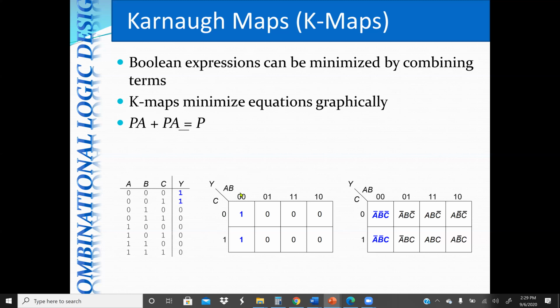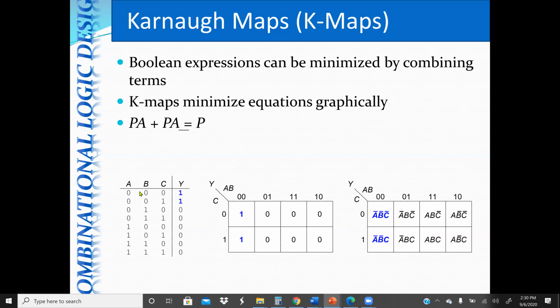C is only one variable, so we have only 0 and 1. A, B is two variables, so for each column we have two variables. For example, 0 0 means A and B are 0, 0. 0 1 means A is 0 but B is 1. 1 1 means A and B are 1, 1. 1 0 means A is 1, B is 0. Since C is only one variable, we get only 0 and 1.